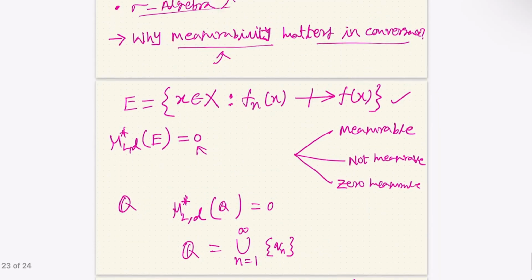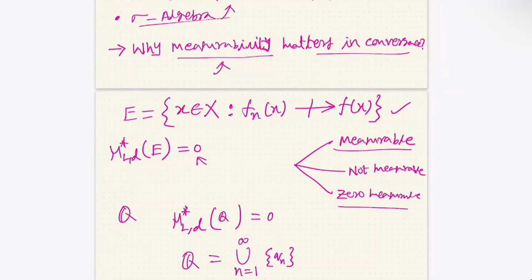Now, zero measure is okay. We have a definition of measurable: a set is measurable if we can come up with something. What is not measurable? A set which is not measurable. This is so tricky.